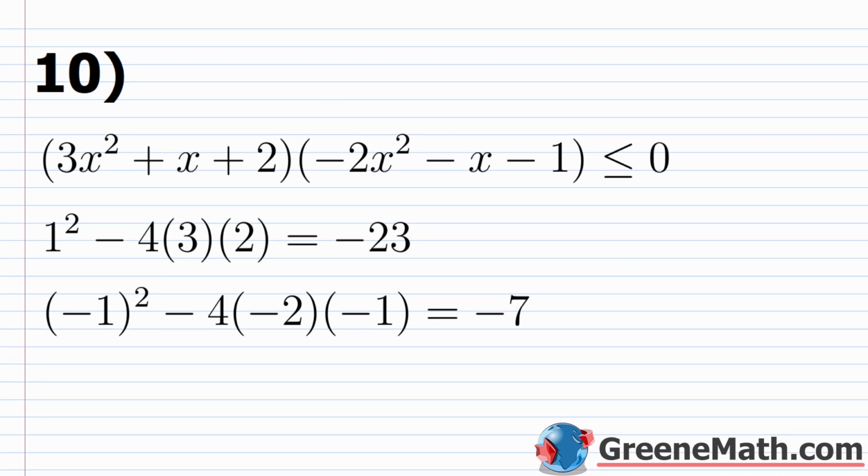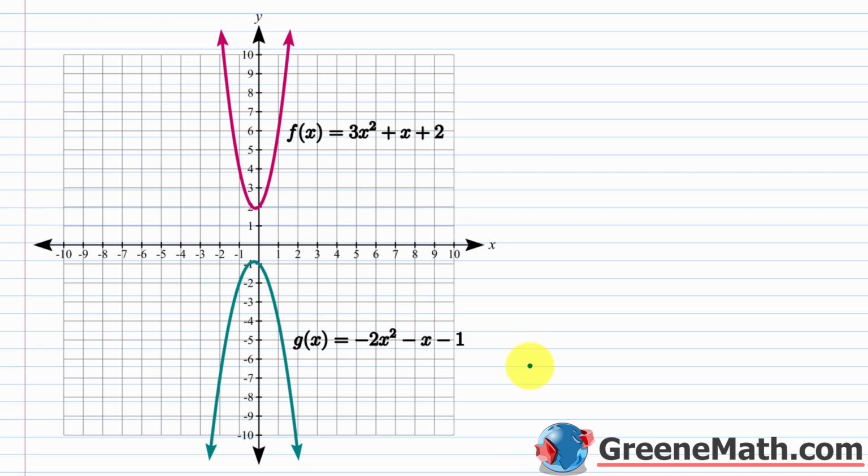I'm going to show you these both graphically. And so I put them on the same coordinate plane just so you can see. So this one up here is going to be f of x equals 3x squared plus x plus 2. So it's always going to be positive for all real numbers. And this one down here, g of x equals -2x squared minus x minus 1. It's always going to be negative for all real numbers. So neither one of these is going to have any x-intercepts. There's no point where it's going to cross over.